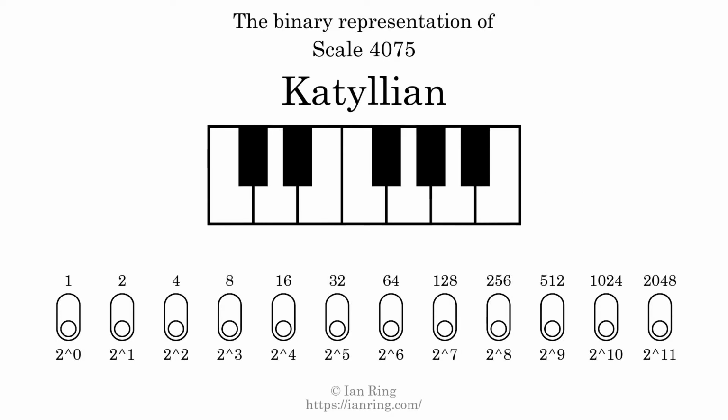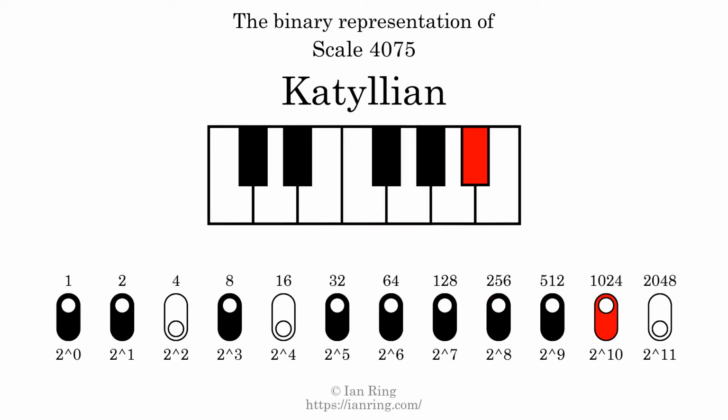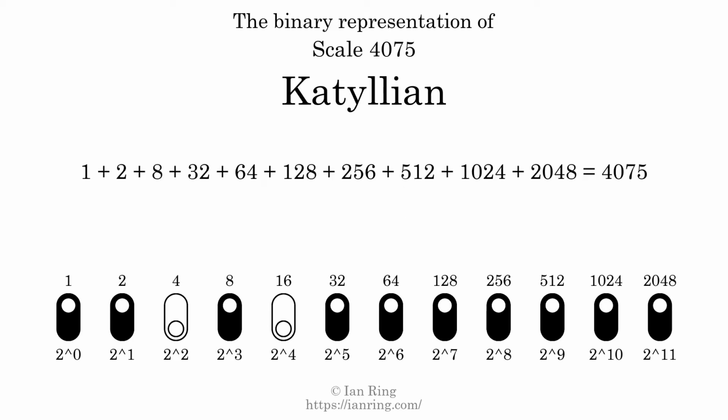The binary representation of this scale is determined by mapping tones of the scale to binary digits. Each binary digit represents a power of 2. To get the scale number, we add the powers of 2 together. The powers of 2 that are present in the scale, all added together, equals 4075. That is why the scale number, in decimal, is 4075.